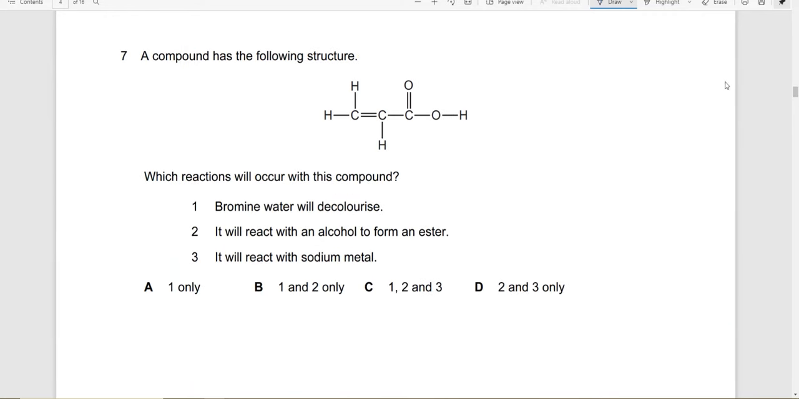7. Which reactions will occur with this compound? This has a double bond and then there is a carboxylic acid. Bromine water will decolorize because there is a double bond here. It will react with an alcohol to form an ester. Yes, it will, because this is the acid part, it will react with alcohol to form an ester. It will react with sodium metal. Yes, it will react with sodium metal because acids react with metals. The answer would be 1, 2 and 3.